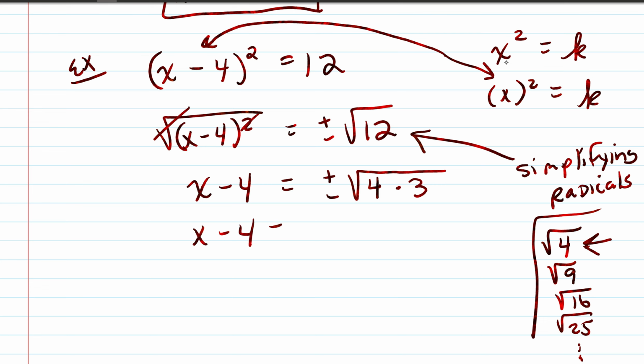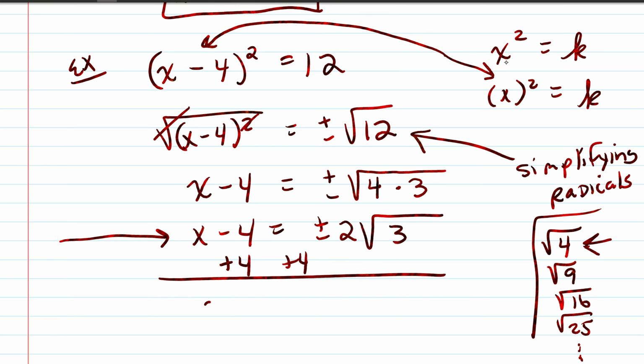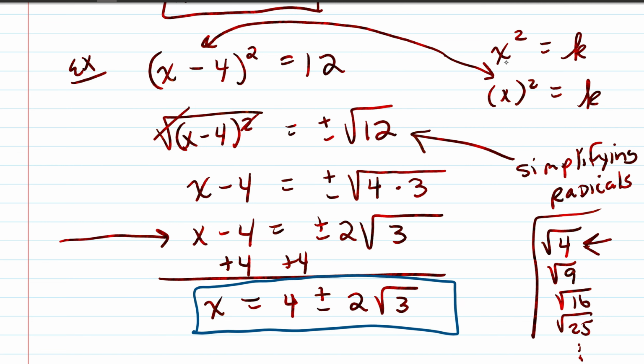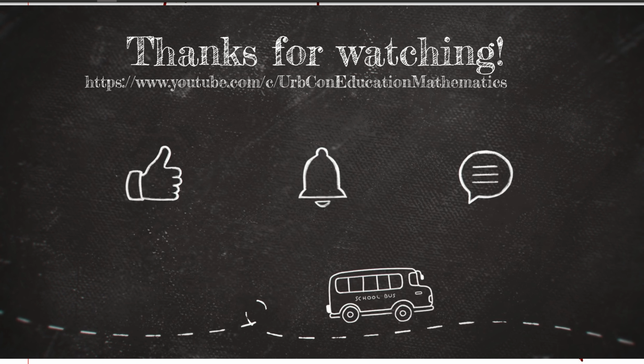So x minus 4 equals plus or minus, the square root of 4 is 2, so that comes on the outside, and the 3 stays under. Now again, it's an algebra problem. You're solving for x. So we have to get the x by itself. So we do the opposite of that negative 4, and we say x equals 4 plus or minus 2 square root of 3. All right, and then that will be our final answer. x equals 4 plus or minus 2 times the square root of 3. All right, so this was solving quadratic equations using the square root property.